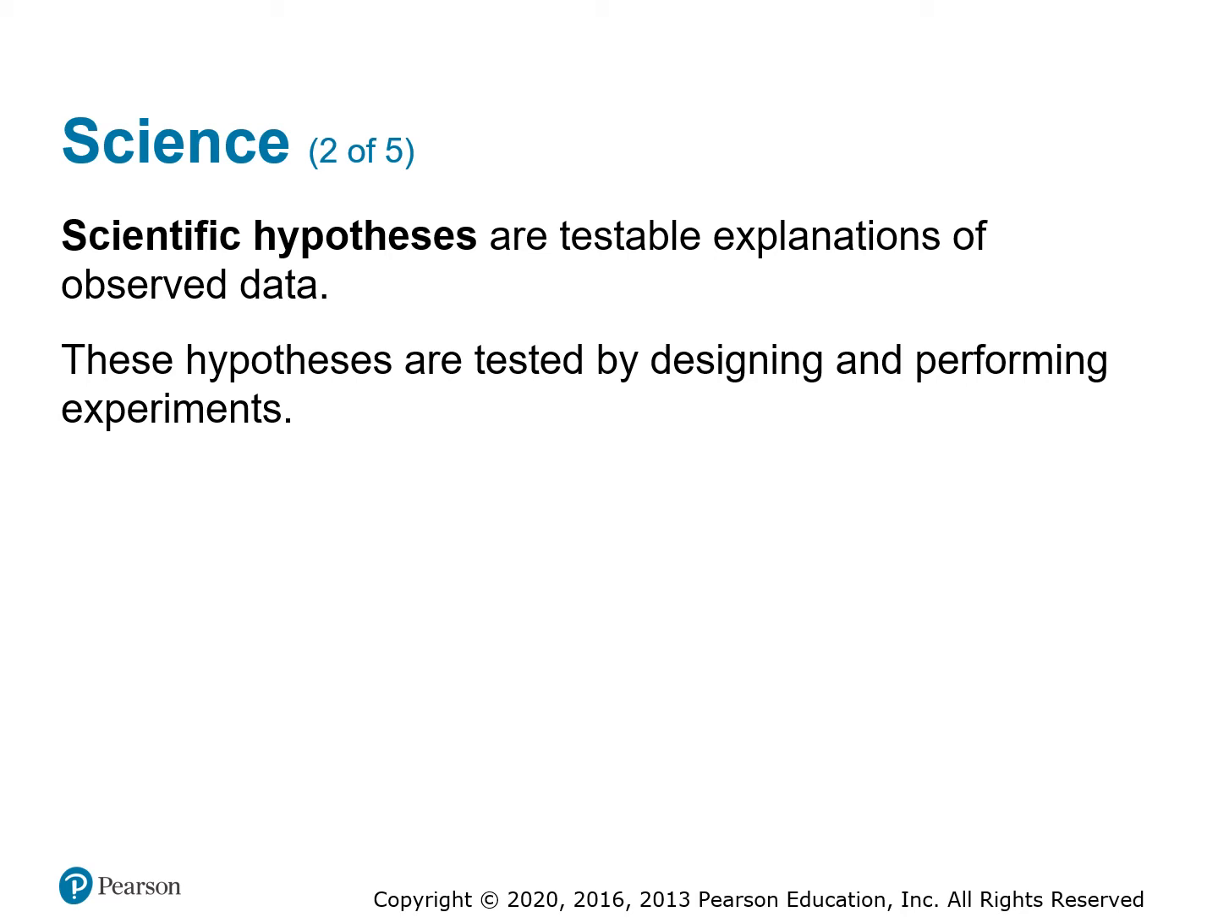The process of science is made up of several components, or it undergoes several steps. First is the scientific hypothesis. Scientific hypotheses are testable explanations of observed data. A scientist makes an observation and then hypothesizes what could be the explanation. Those hypotheses are tested by designing suitable experiments, performing them, and observing the results. So it is testable.